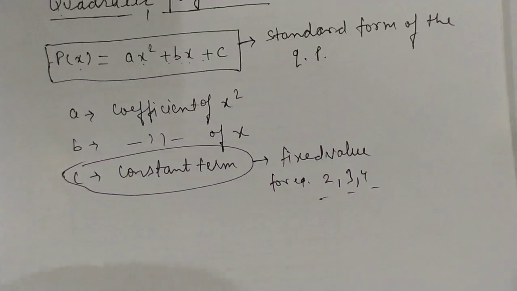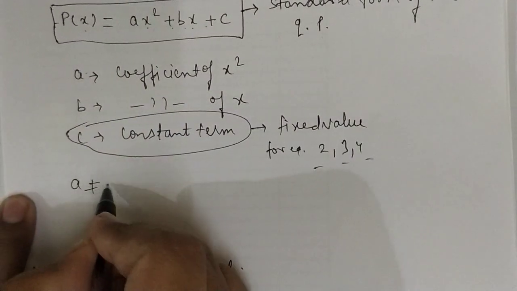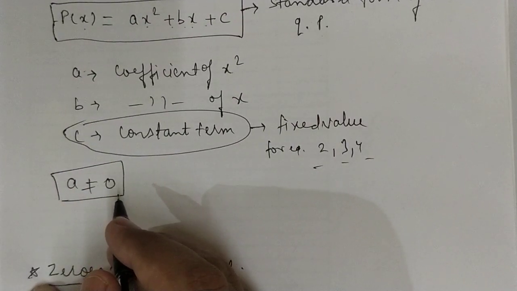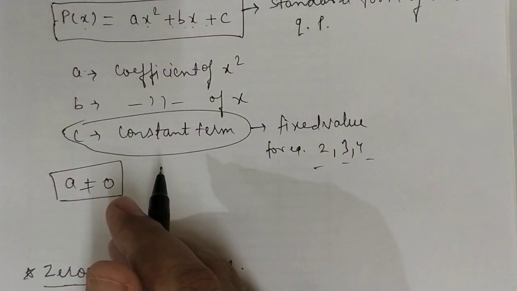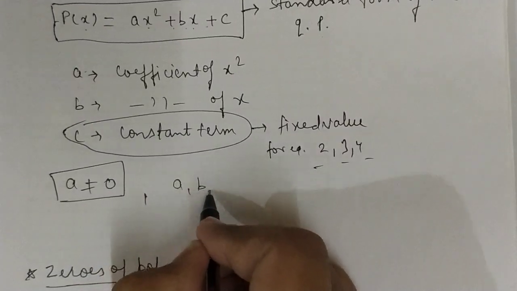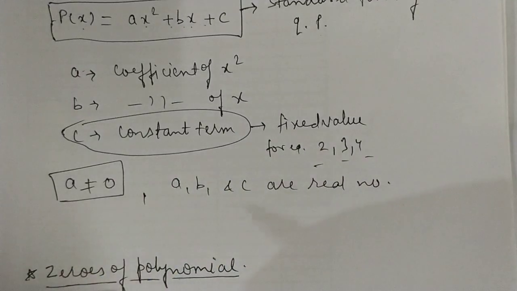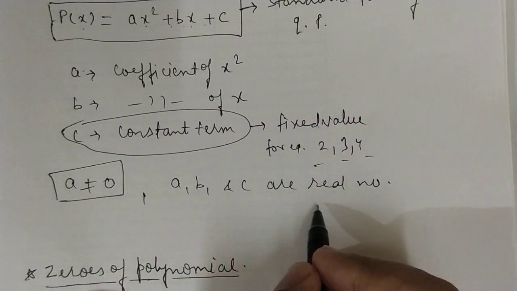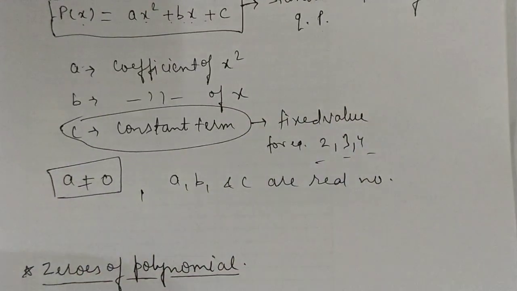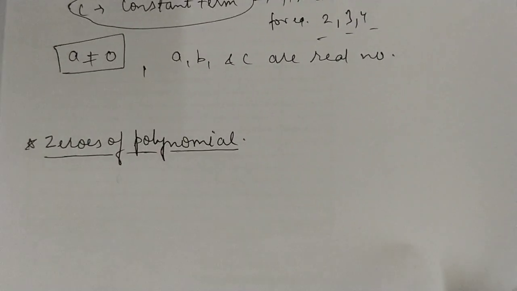So one more condition you have to remember: this a should not be equal to 0. This can never be 0. If it is 0, it will not be a quadratic polynomial. It will be a linear polynomial. Okay? And one more thing, this a, b and c are real numbers. Means a, b and c cannot be imaginary numbers. They will always be real numbers. Now the first topic of the quadratic polynomial is zeros of polynomial.